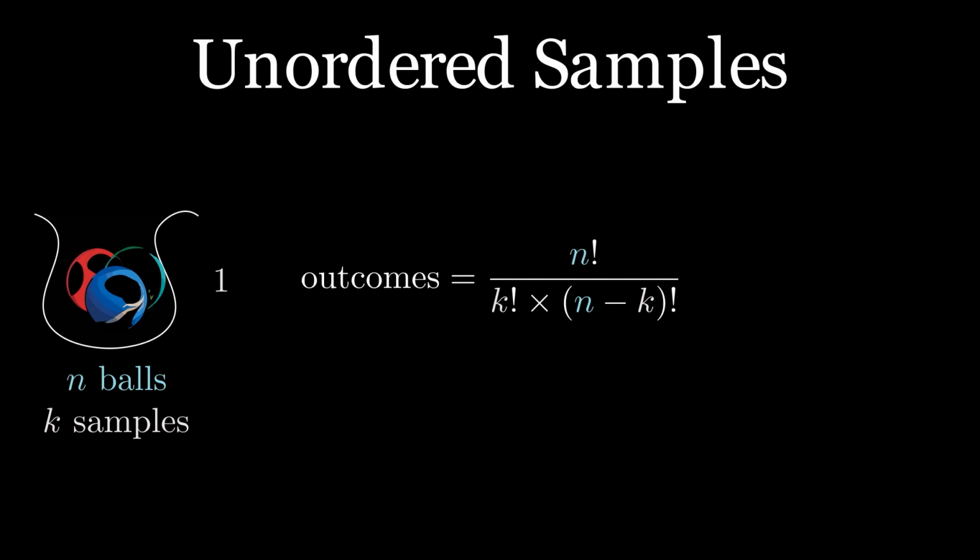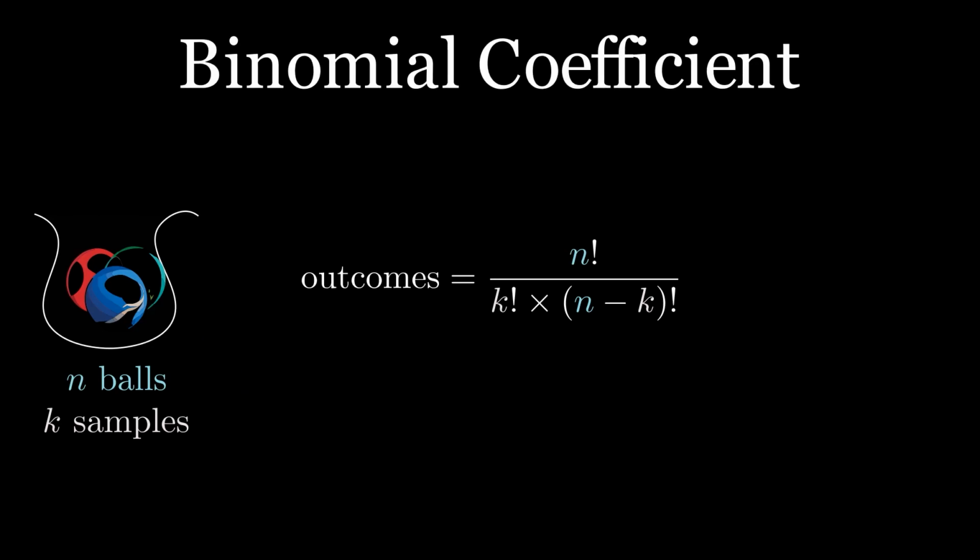And believe it or not, now you know what binomial coefficient is. Binomial coefficient is nothing but the number of ways to choose k elements from n elements. It is denoted by n choose k and is calculated using the formula we just derived.